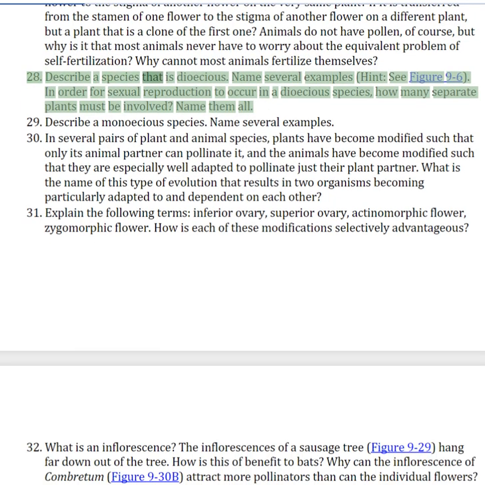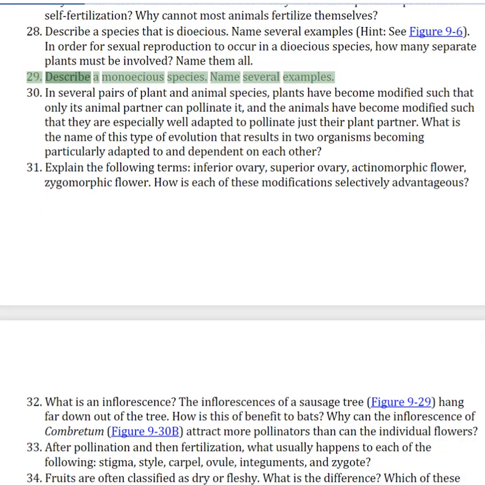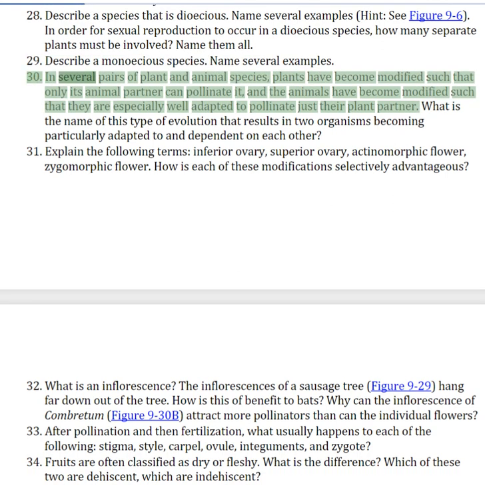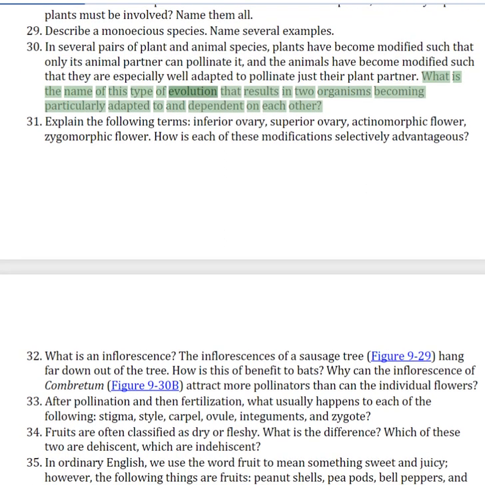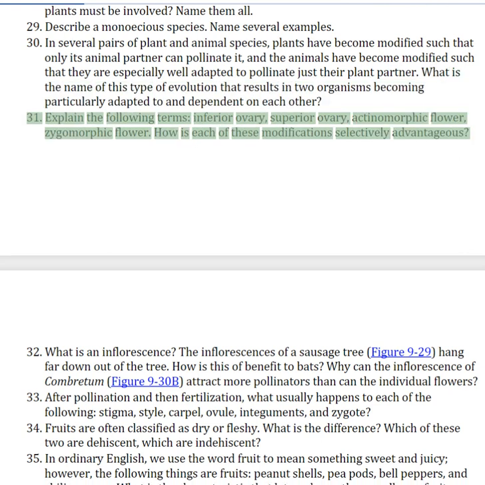28. Describe a species that is dioecious. Name several examples. In order for sexual reproduction to occur in a dioecious species, how many separate plants must be involved? Name them all. 29. Describe a monoecious species. Name several examples. 30. In several pairs of plant and animal species, plants have become modified such that only its animal partner can pollinate it, and the animals have become modified such that they are especially well adapted to pollinate just their plant partner. What is the name of this type of evolution that results in 2 organisms becoming particularly adapted to and dependent on each other?